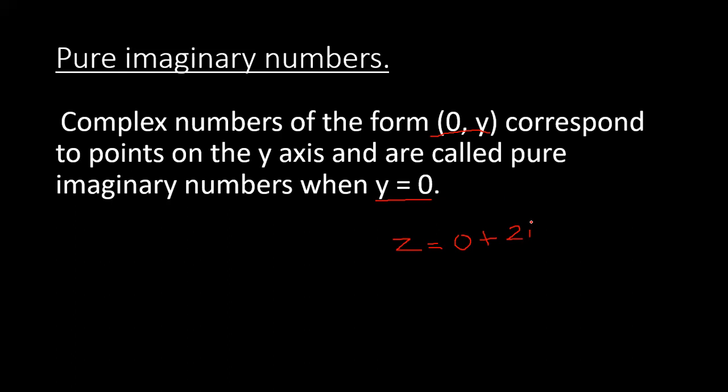Similarly, if I denote it on the complex plane, then it will be of this form. All of the pure imaginary numbers will be on this line, the y-axis. Because the x-coordinate is 0, that's why we take all the points on the y-axis.